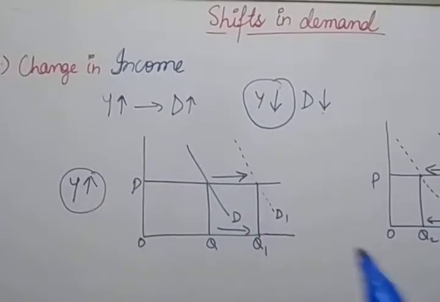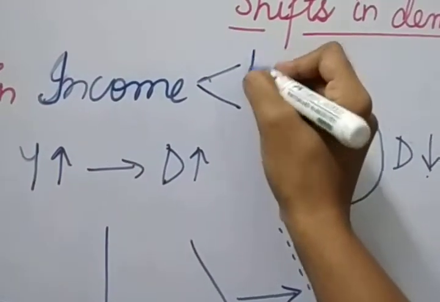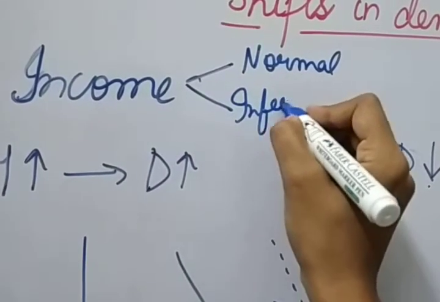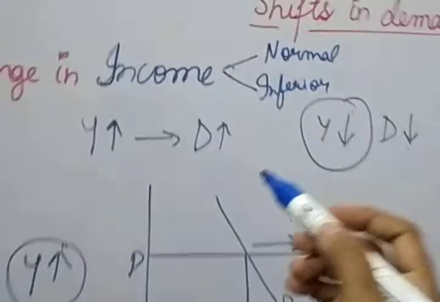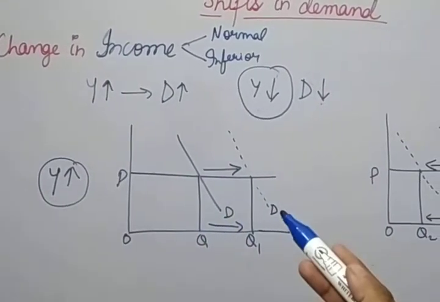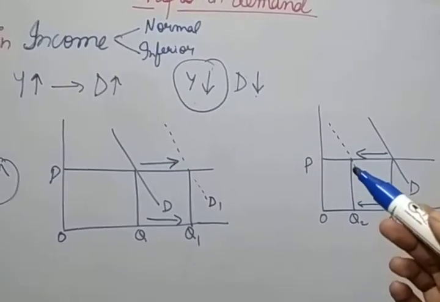This case we have discussed, because change in income also we have to discuss in two ways. First one is the normal good and second one is the inferior good. First of all, normal goods we have discussed. If income increases, demand also increases for the normal good. If income decreases, then demand for the normal good also reduces.